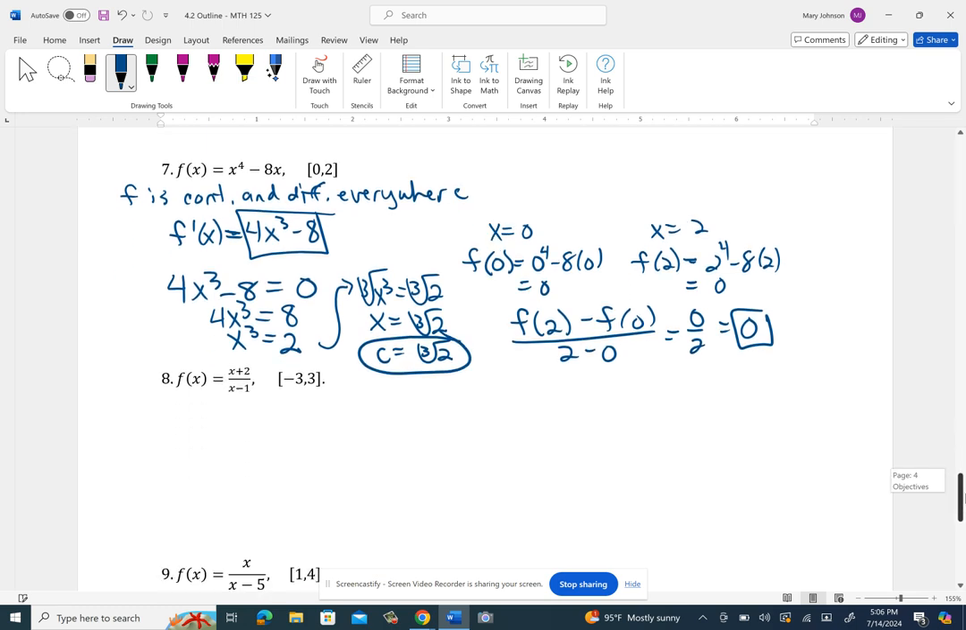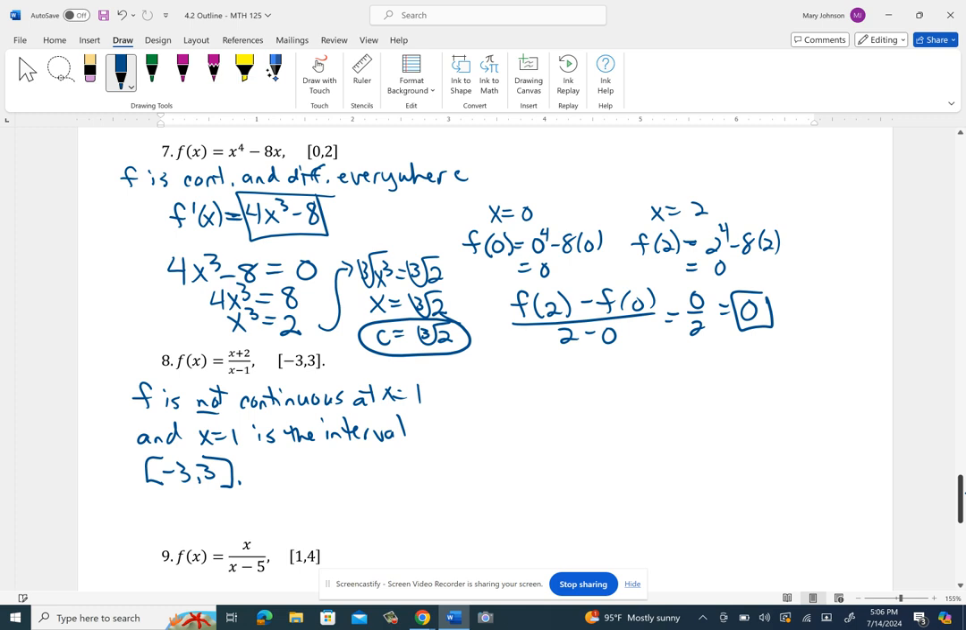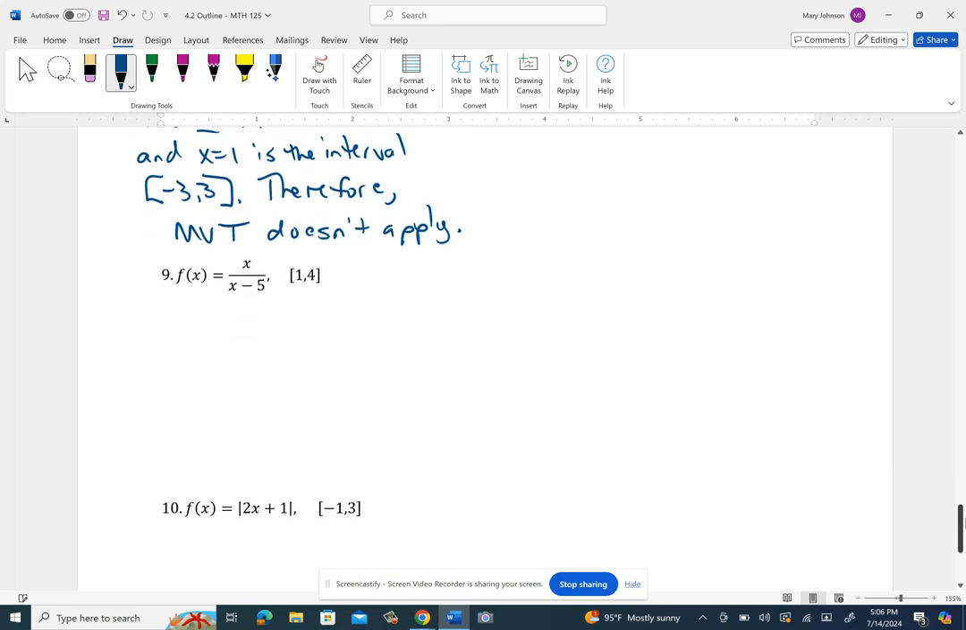All right, let's try this guy. All right, so f is not continuous at x equal 1, and x equal 1 is in the interval we're looking at. Therefore, the mean value theorem doesn't apply. And we move on. Okay. All right, let's try this guy. Oh, maybe we got the same thing going on here.